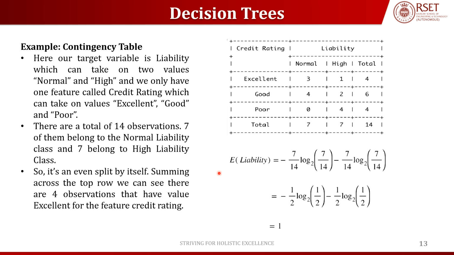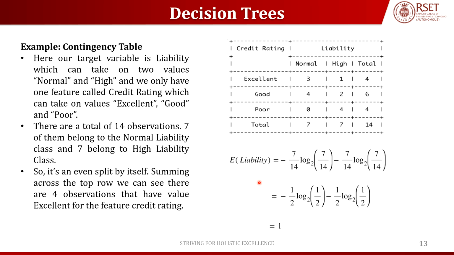Looking at the totals, we can see that we have 7 observations in the normal liability class and 7 observations in the high liability class. Because we have an even split, 7 and 7, our initial data set is at its maximum level of disorder or uncertainty. This means our starting entropy will be as high as it can be. So we are going to calculate the initial entropy using the entropy formula, that is minus sigma i equal to 1 to c of p_i log to the base 2 of p_i.